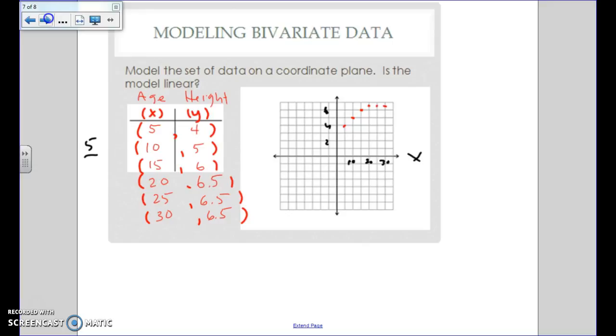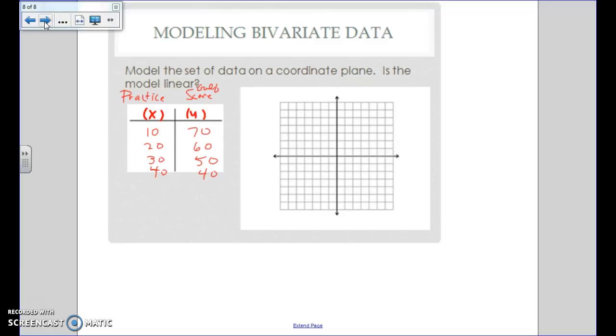So in this case, if I were to connect these points, uh-oh, it looks to me like, well, we're never going to be a negative age, so we could do a little arrow like that. There'd actually be an asymptote there, but you'll learn about that later. In this case, I don't think that's linear. It looks too curvy to me. So I would say this one would be nonlinear.